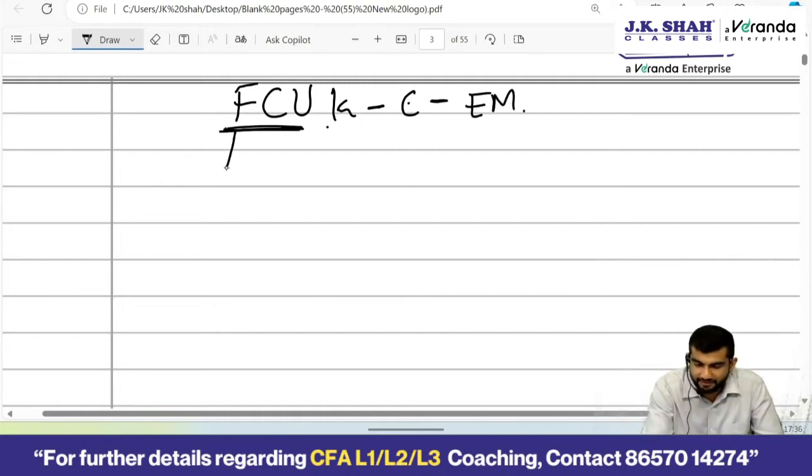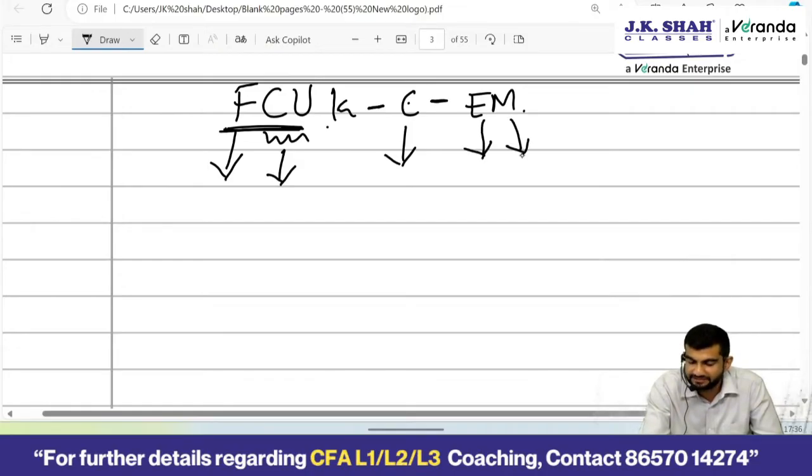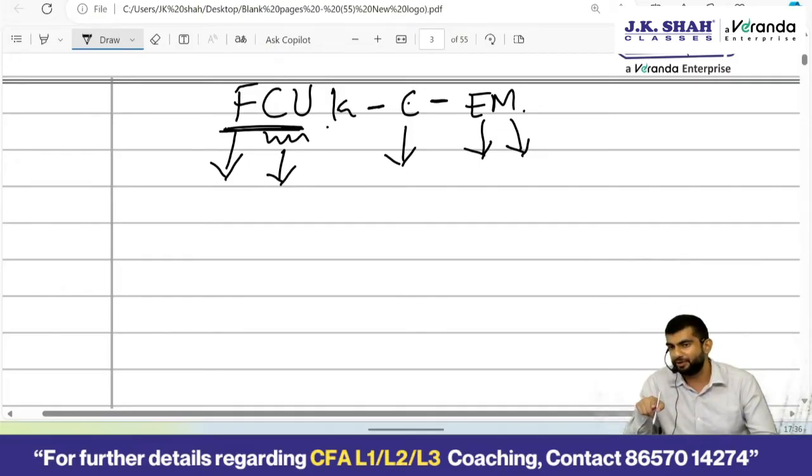F stands for free trade areas. CU stands for customs union. C stands for common market. E stands for economic union. M stands for monetary union. You will have to remember in the exact same order. You cannot jumble up the order, because with every successive point, one additional point gets added.